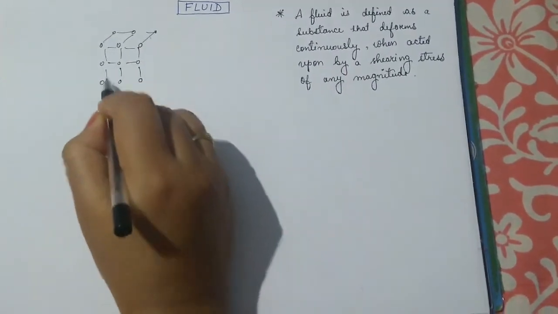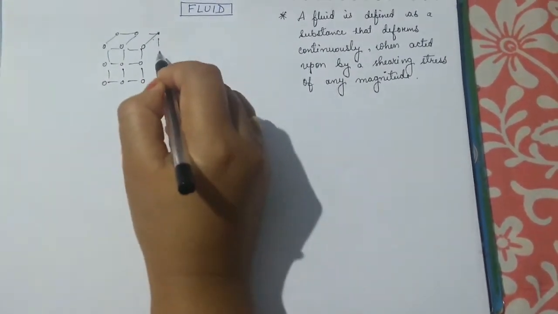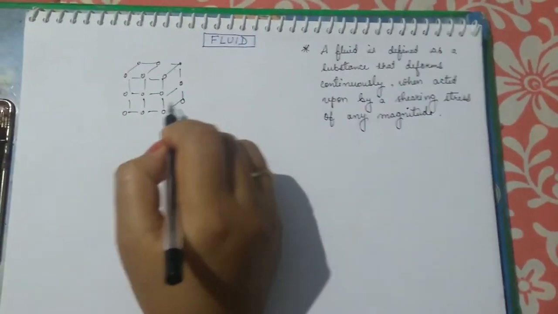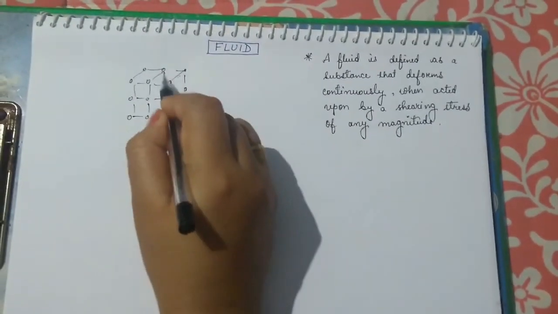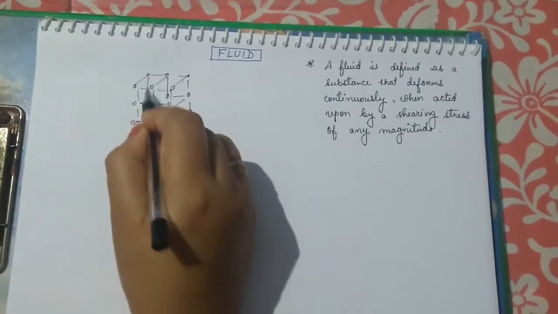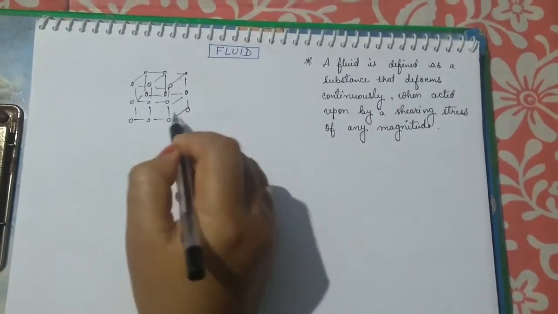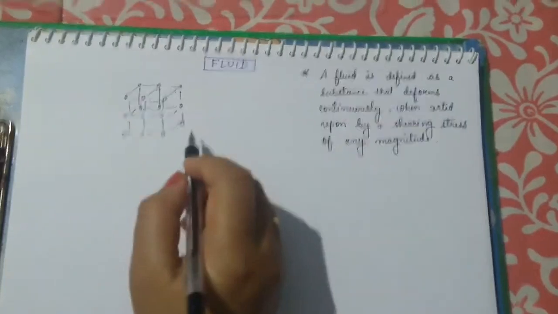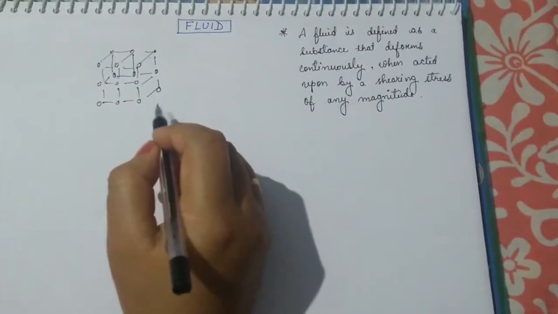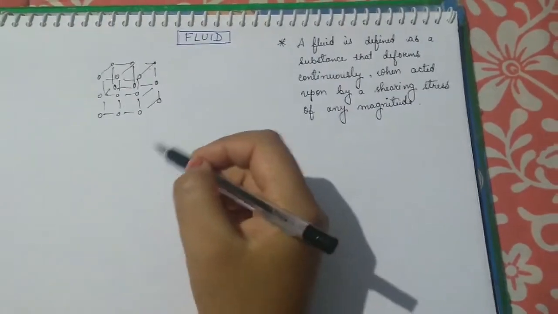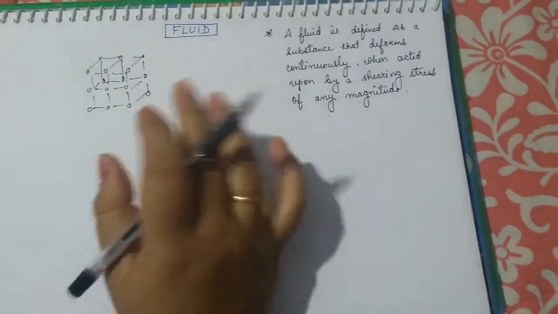So in case of solids, this attachment is very strong, the intermolecular force is very strong, as a result of which if you apply a deforming force on it, it takes a lot of time to deform it, and you can deform it only up to a certain extent. It cannot be continuous.